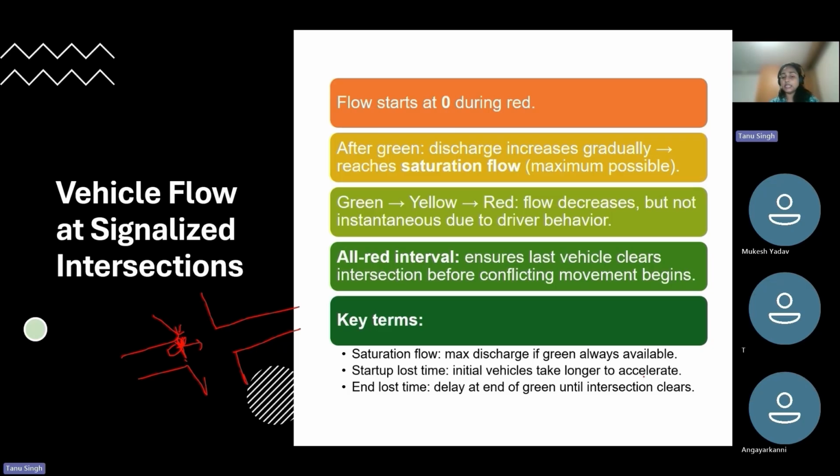Now we will see in depth what these key terms mean and how they are calculated one by one.